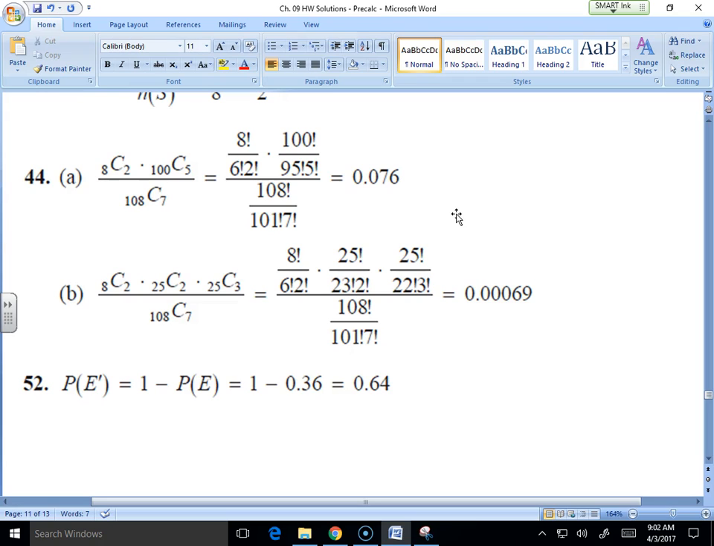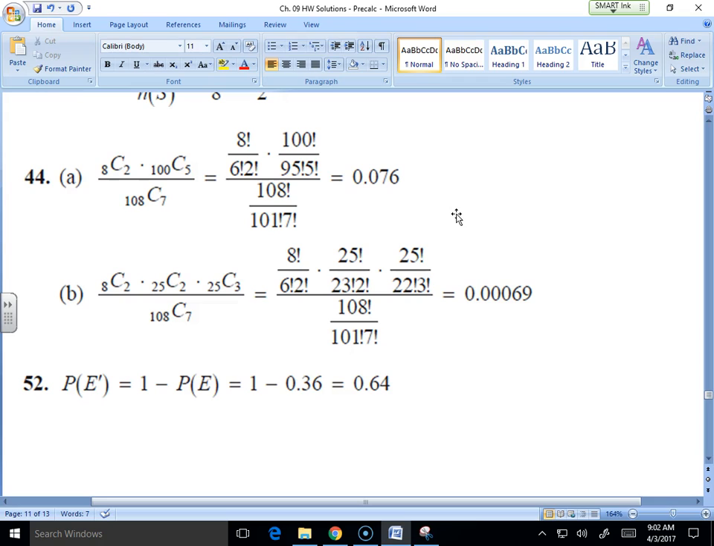Letter B is very similar to this one. You have 3 different things going on. So you have out of 8 having 2, and out of 25 having 2, and out of 25 having 3. But you have the same out of 108 having 7. Once again, they showed the big old formula, but once again, I would say this would definitely be a calculator problem. Now, if there was a shorter NCR tomorrow, I might have a fill in the blank, show me the formula.